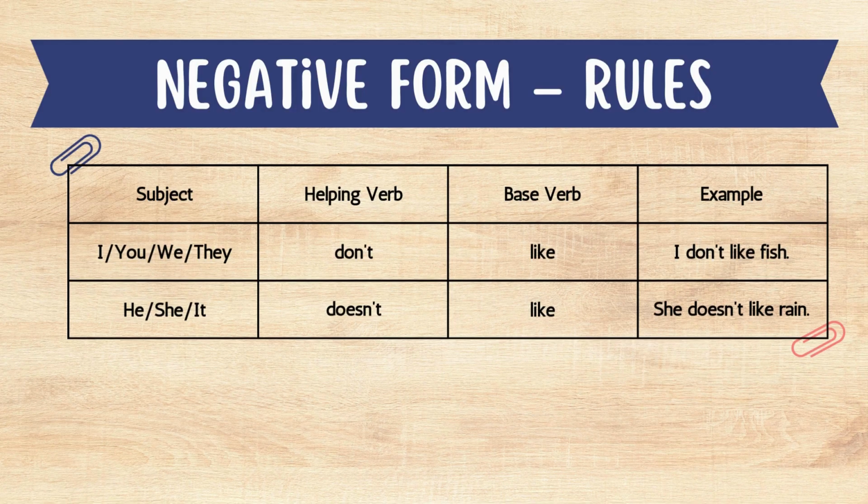Use doesn't with he, she, it. Example, he plus doesn't plus the base verb. Or she plus doesn't plus the base verb. Or it plus doesn't plus the base verb. Example, she doesn't like rain. Okay, remember, the verb stays the same. No S at the end, okay?